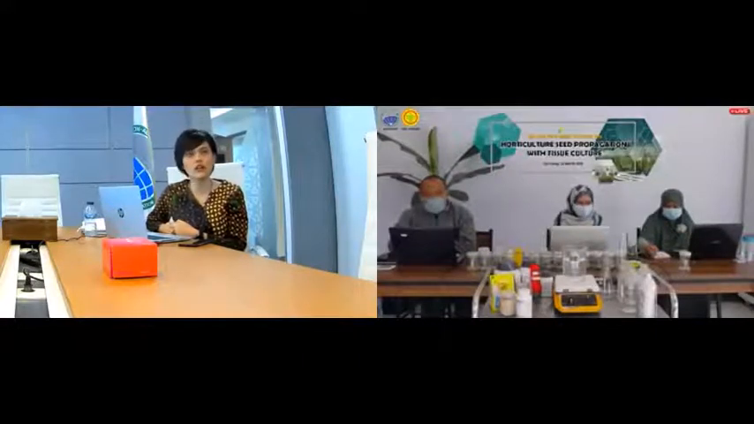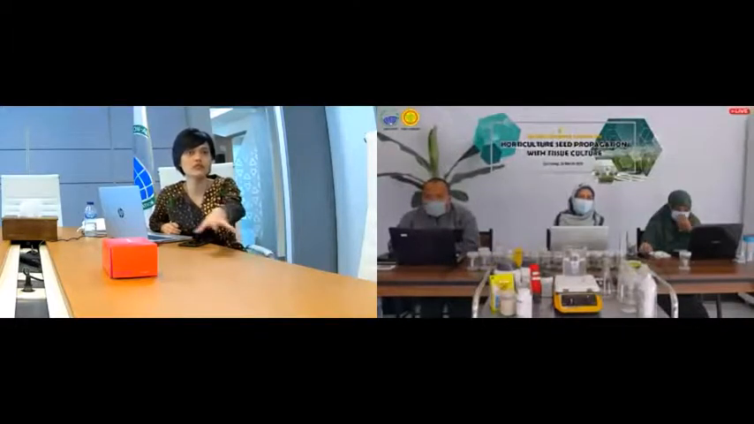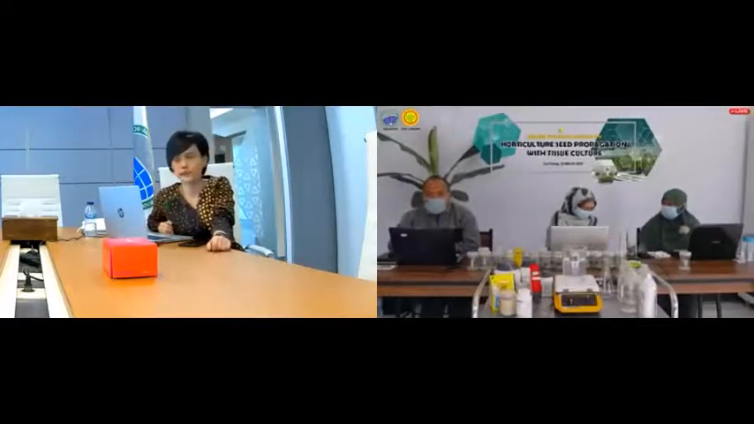So I'm wondering, with the proper method that all of the trainers have explained earlier, what is the specialty of this seedling produced from the tissue culture method compared to normal seedlings? Thank you.